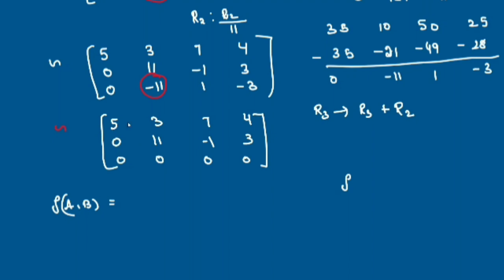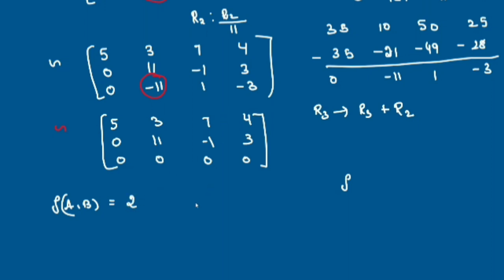What is the rank? How do you find the rank? You count the number of non-zero rows. So you have 1, 2. There are 2 non-zero rows. This is a 0 row. So there are 2 non-zero rows. Rank of AB is 2.